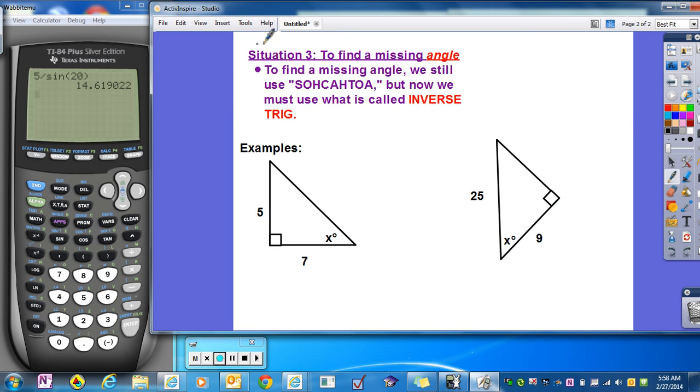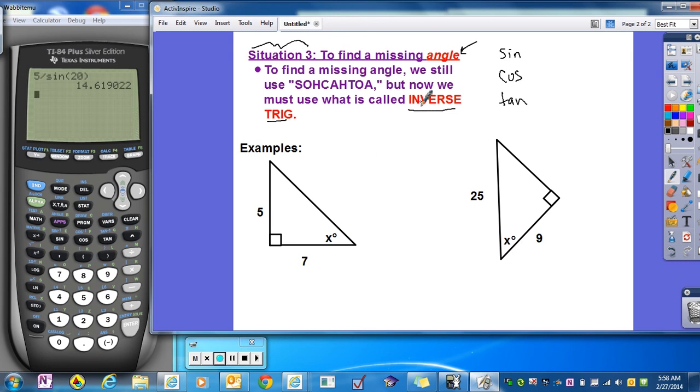But now we have a third situation. This one is where we're going to be finding a missing angle in a right triangle. Whenever you're finding a missing angle, we're still going to use the whole idea of SOHCAHTOA, but now we're going to use what's called inverse trig. Before, we looked at sine, cosine, and tangent. Remember, those buttons are right here: sine, cosine, tangent.